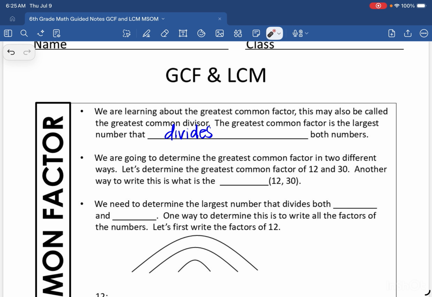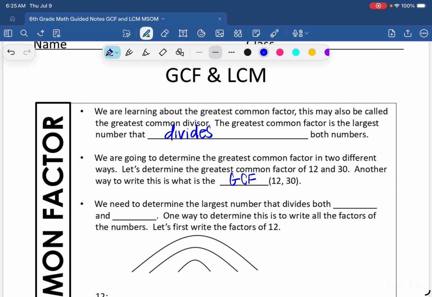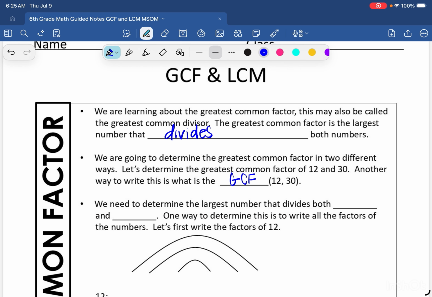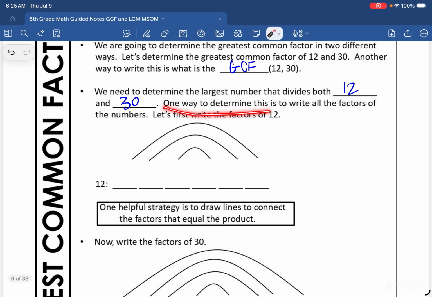Let's determine the greatest common factor of 12 and 30. So you're looking for the largest number that divides both 12 and 30. Another way to write this is the GCF, and then it has parentheses 12, 30. That means the greatest common factor of 12 and 30. That's how you'll see it written a lot. We need to determine the largest number that divides both 12 and 30. One way to determine this is to write all the factors of the numbers.